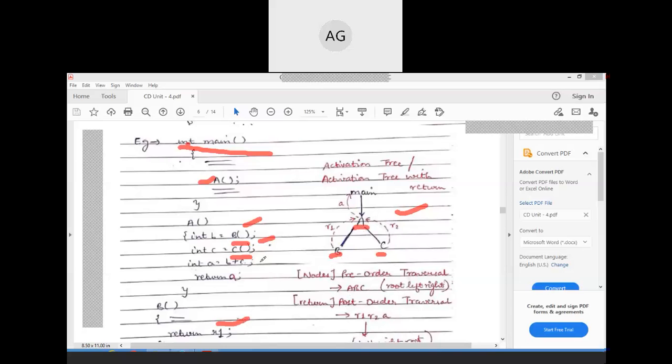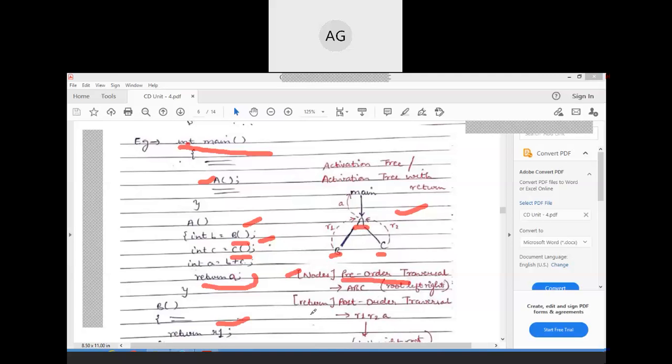So this function can be represented in the activation tree just like this. And finally, the main gets the value from the a function. Just remember the important point that the nodes are basically traversed in pre-order traversal. Means if we are calculating it, we take pre-order: first the root, then the left subtree, and then the right subtree.